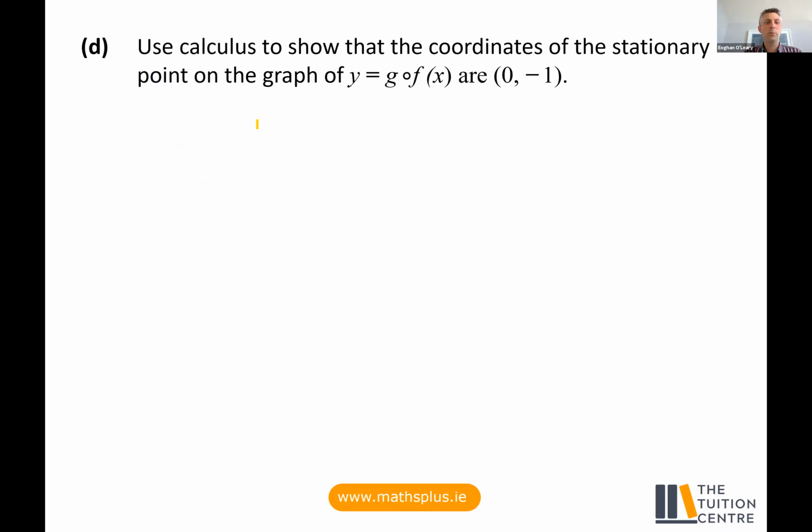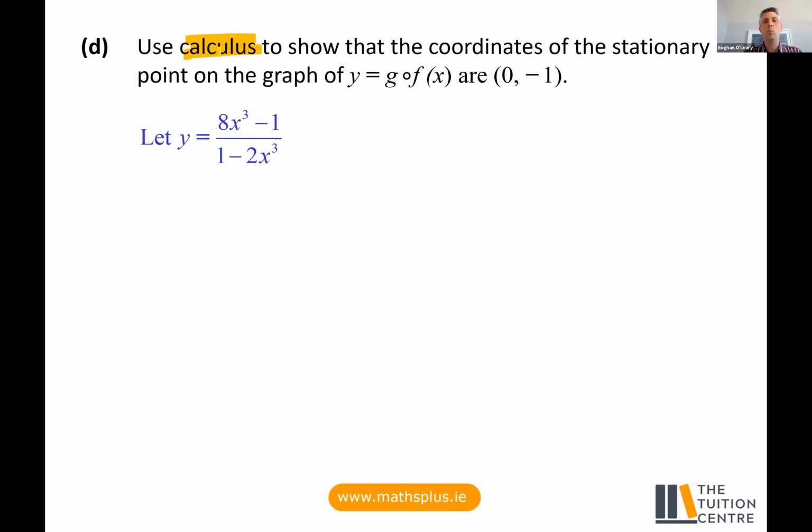But now we're jumping into differentiation, to calculus. Show that the coordinates of the stationary point of this function are 0, -1. So calculus, indicating, well, in this case, differentiation. Stationary points, same as turning points.